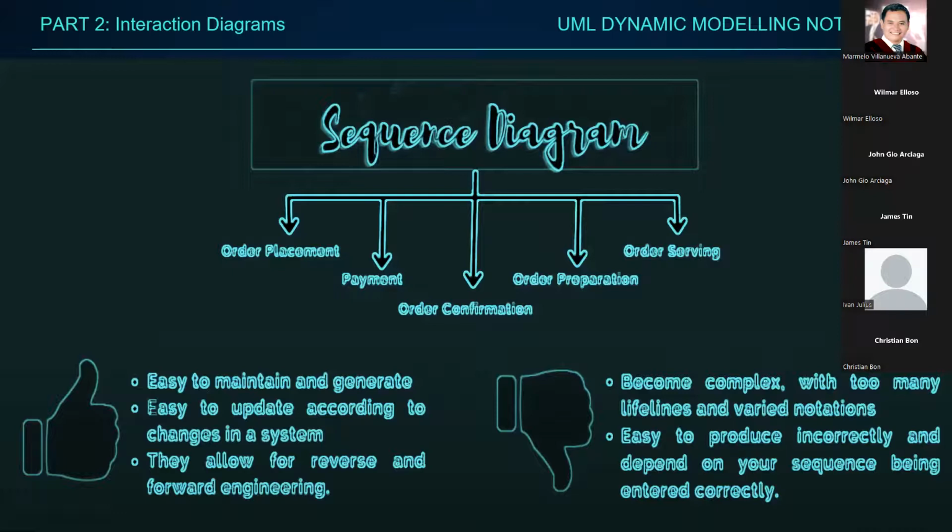In this kind of diagram, what are the benefits of using it? So it's easy to maintain and generate, and easy to update according to changes in a system. They allow for reverse and forward engineering. And the possible downsides are that they can become complex with too many lifelines and varied notations, are easy to produce incorrectly, and depend on your sequence being entered correctly.